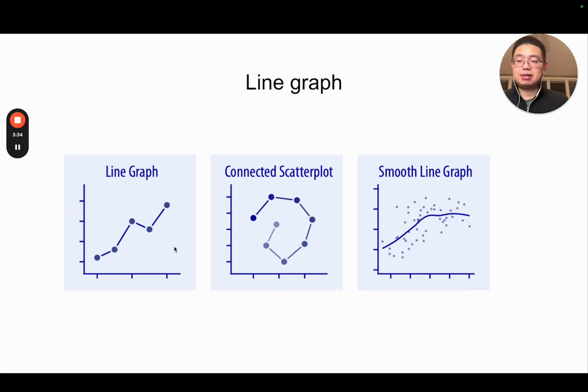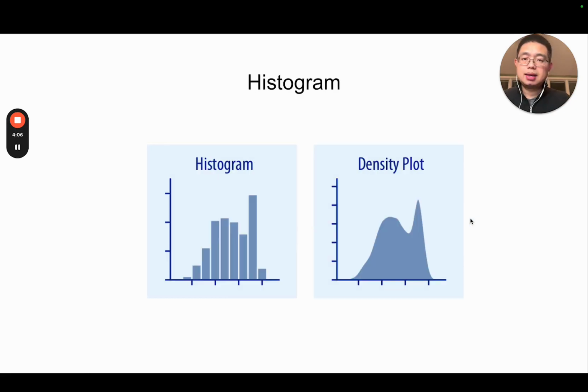Next will be the line graph. A line graph essentially just uses a line to connect the dots. It can be used to look at the trend of a certain variable, for example, the tumor size. You have different time points and you measure the tumor size, and as time goes on, the tumor becomes bigger and bigger, for example. You can also have this smooth line graph, so if you just smooth it, then you get a smooth line graph.